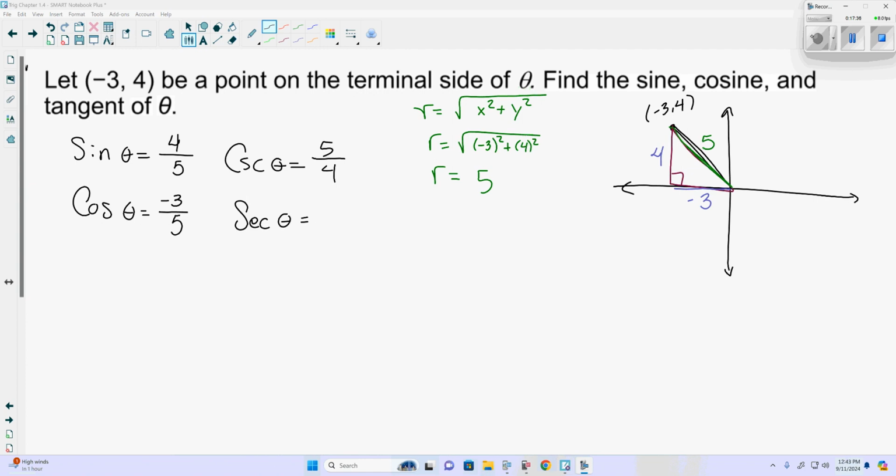All right, guys. So secant is 1/cosine. So this here would be -5/3.